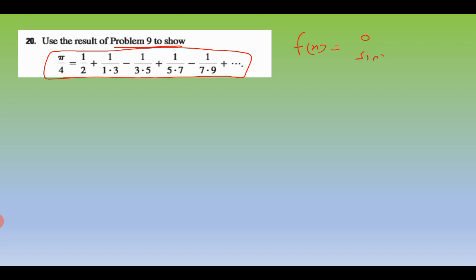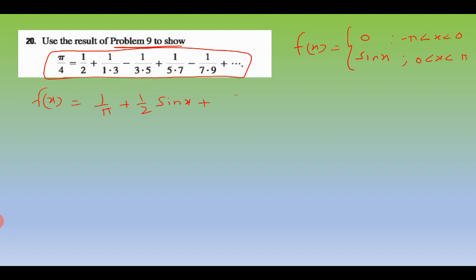Here f of x is given as 0 and sin x. 0 in the interval negative pi to 0, and sin x in the interval 0 to pi. So we are going to give some value for x in the Fourier series expansion of f of x. I'm writing the Fourier series expansion one more time.